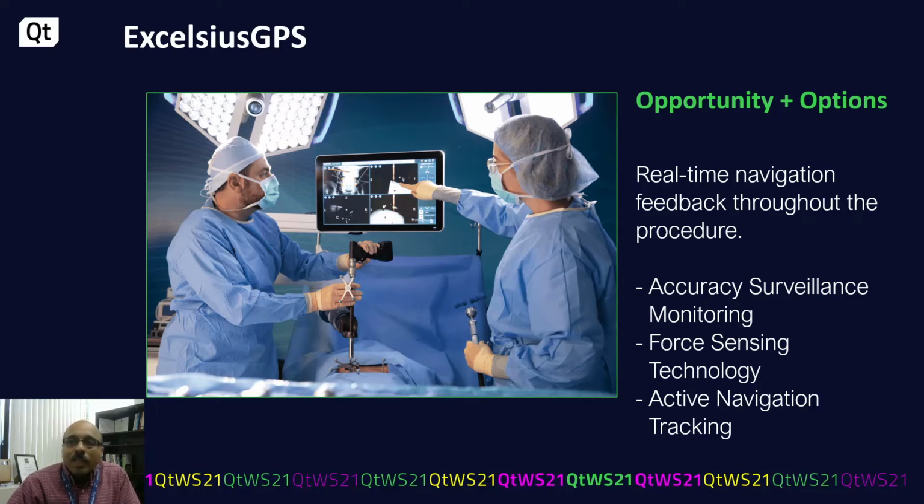Our robot arm has a force sensing technology. Right in the tip region, there are load and torque sensors that can sense torque and force in 3 dimensions each. We also do active navigation tracking. It's not just the instrument that is tracked by the camera, but also the end effector. The end effector has infrared LEDs, and the camera can pinpoint the location of these LEDs and tell us exactly where the arm is.